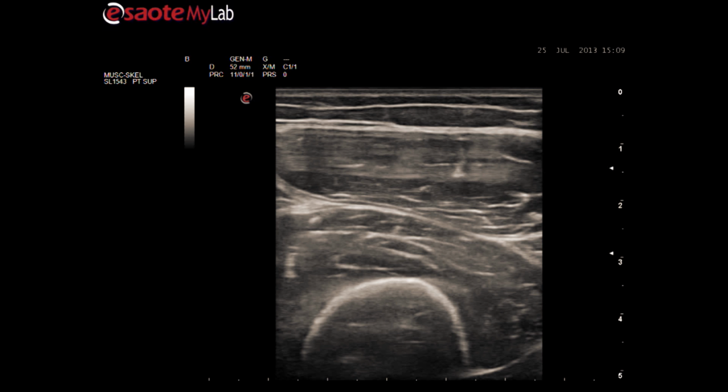We will sweep the transducer towards the knee. This results in the rectus femoris getting smaller in cross-sectional area.